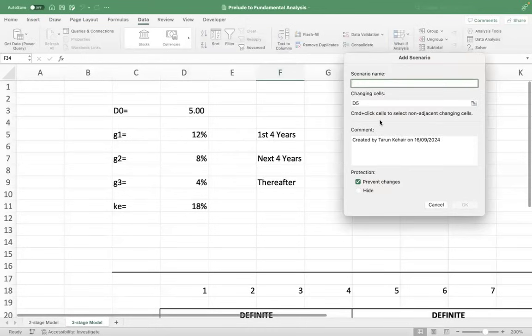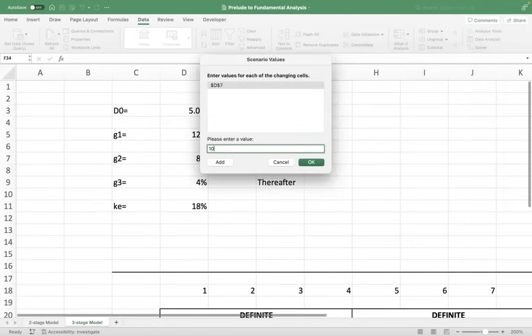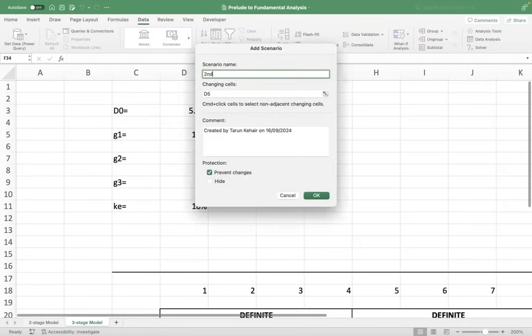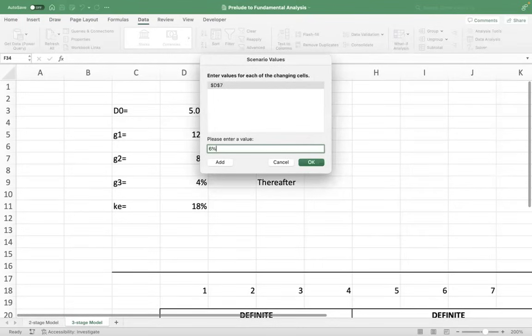Then I can do second phase growth, best case. This is where my second phase growth happens. And I can take it, let's say, as 10%. Then second phase growth, worst case. This is where my second phase growth happens. And I can take it to be, let's say, 6%.